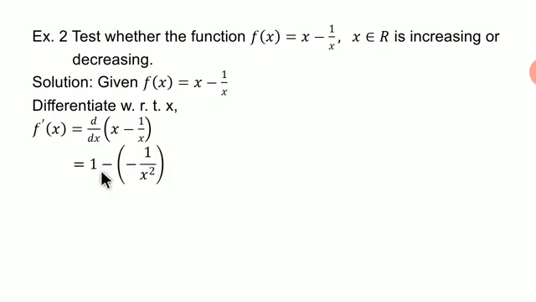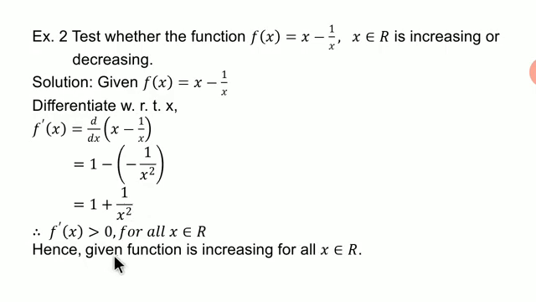So we get 1 minus, minus 1 upon x square. So this minus minus becomes positive. It is equal to 1 plus 1 upon x square. So f dash of x is greater than 0, again for all x belongs to R, because 1 is positive and x square is positive, so this term is positive. And therefore, hence we get the given function is increasing for all x belongs to R.